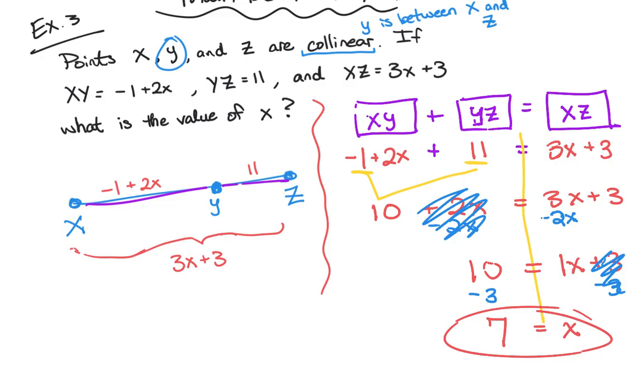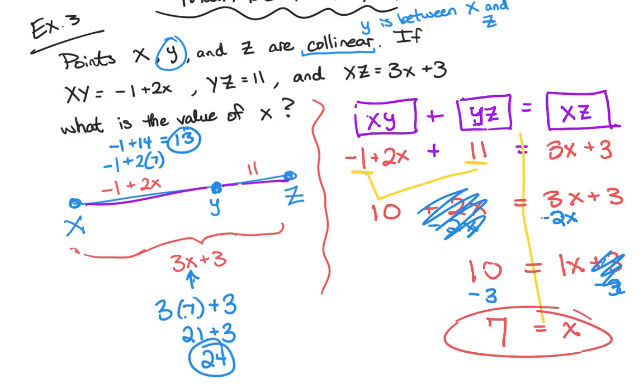If I wanted to be sure, I would plug it back in. Up here, that's -1 plus 2 times 7. 2 times 7 is 14, and -1 plus 14 is 13. So that little chunk is 13. Down here, again, we're plugging in the 7 just to make sure everything works. I've got 3 times 7 plus 3, and that's 21 plus 3 makes 24.